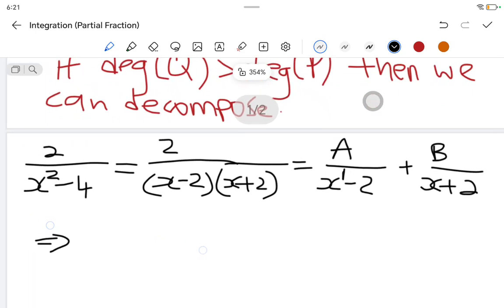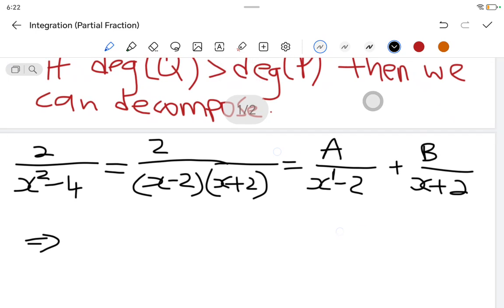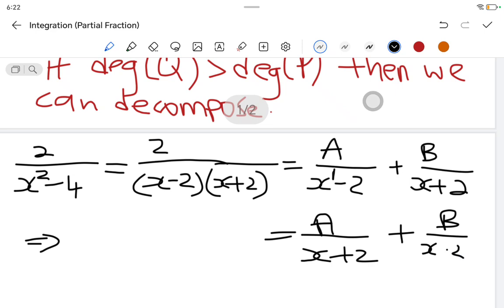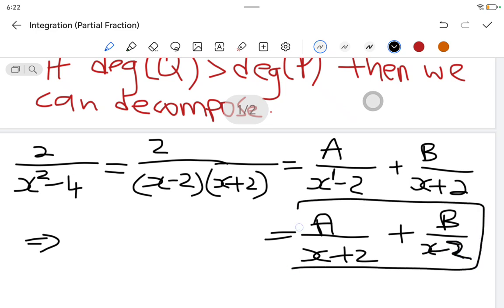So, in other words, it doesn't matter. Let's say someone decides to say this is equal to a over x plus 2, b over x minus 2. The people who say this, unless the answers here are the same, usually their signs are different. You remember, sometimes these are the same, but their signs are different, right?